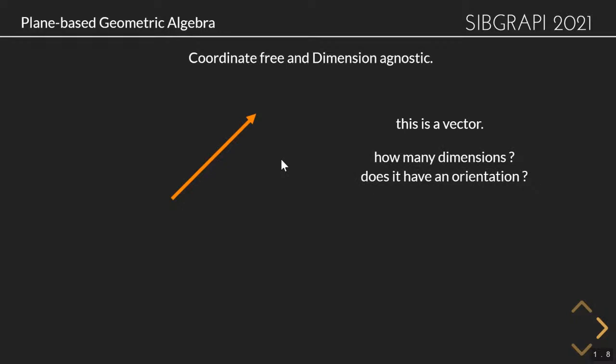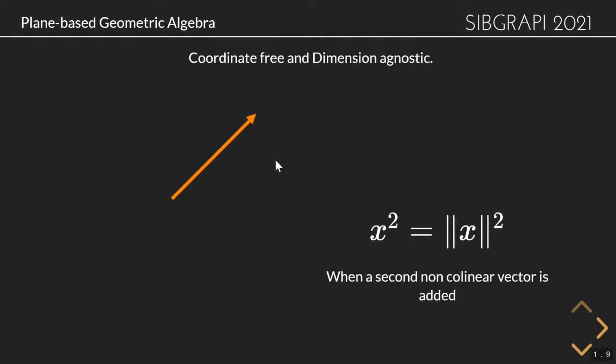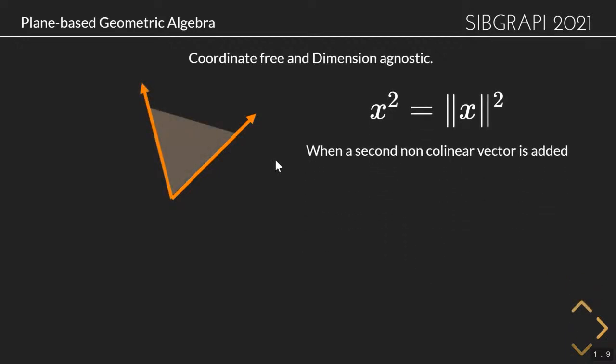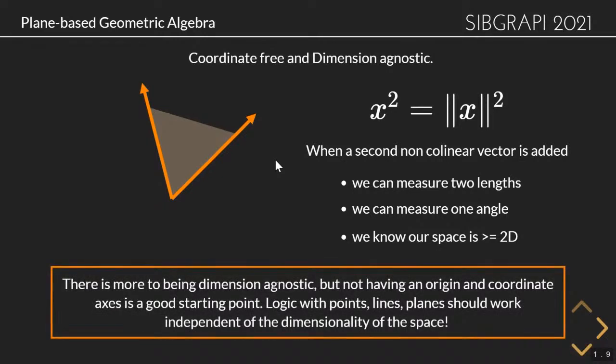You know it's at least 1D because you have this one vector, but it could as well be a 17-dimensional space. And can you still determine the orientation? Well, not really. The only thing you can really do is take your ruler and measure the length of the vector. So only the length is well-defined. Now, if we extend this and add a second non-collinear vector, then we can measure some more things. We can measure two lengths, one angle, and we are absolutely certain that our space is at least two-dimensional. It could still be 17-dimensional, but it will at least be two-dimensional. And so there's definitely more to being dimension-agnostic, and we will go into the details.